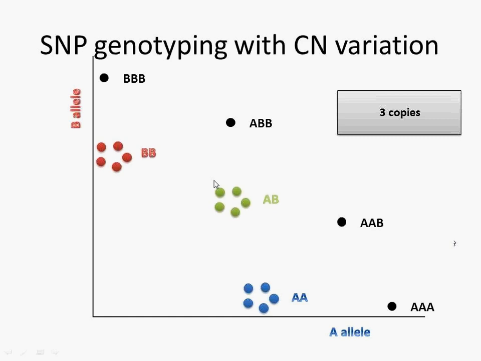When you have 3 copies of the gene instead of 2, you now have 4 possible genotypes: a BBB that is 50% higher than BB, an ABB which falls anywhere in between AB and BB, an AAB which is the opposite of ABB, and an AAA, again at 50% more signal in the A allele than B.